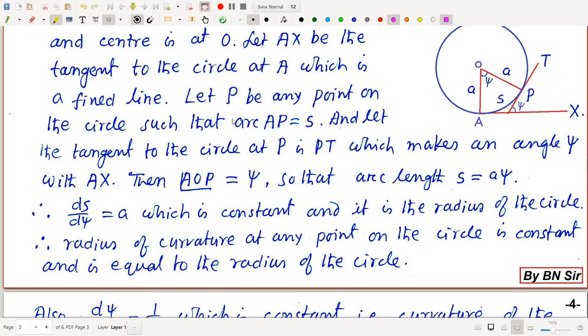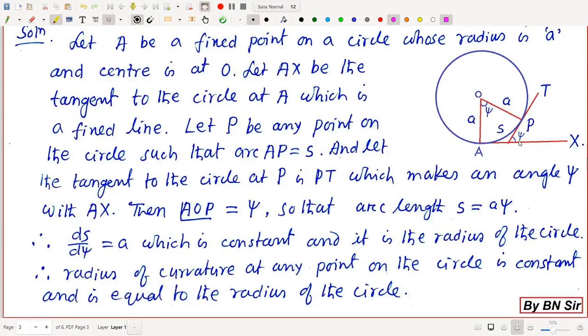Let P be any point on the circle such that arc AP equal to s. And let the tangent to the circle at P, that is PT here, make an angle psi with this AX. Our fixed line here is AX. In the definition we have written it as OX, here it is AX. Now, tangent PT makes an angle psi with AX, the tangent at A.